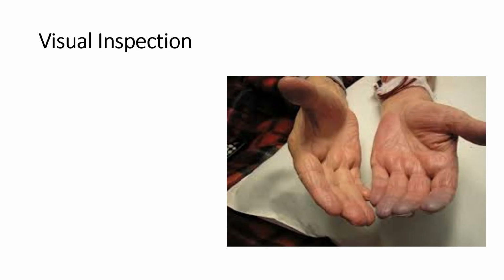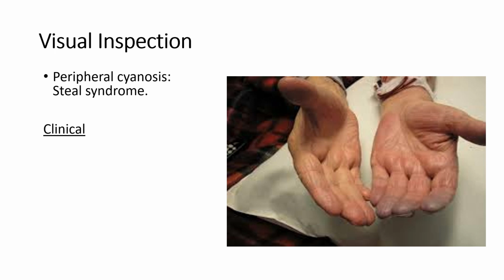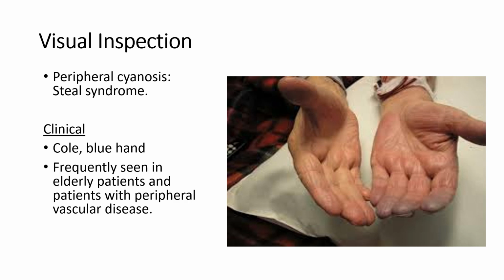Compare the two hands, the one access arm hand with the non-access arm hand. Look for a cold blue hand, frequently seen in elderly patients or patients with peripheral vascular disease, and it's more commonly found in patients with upper arm fistulas compared to radiocephalic fistulas.